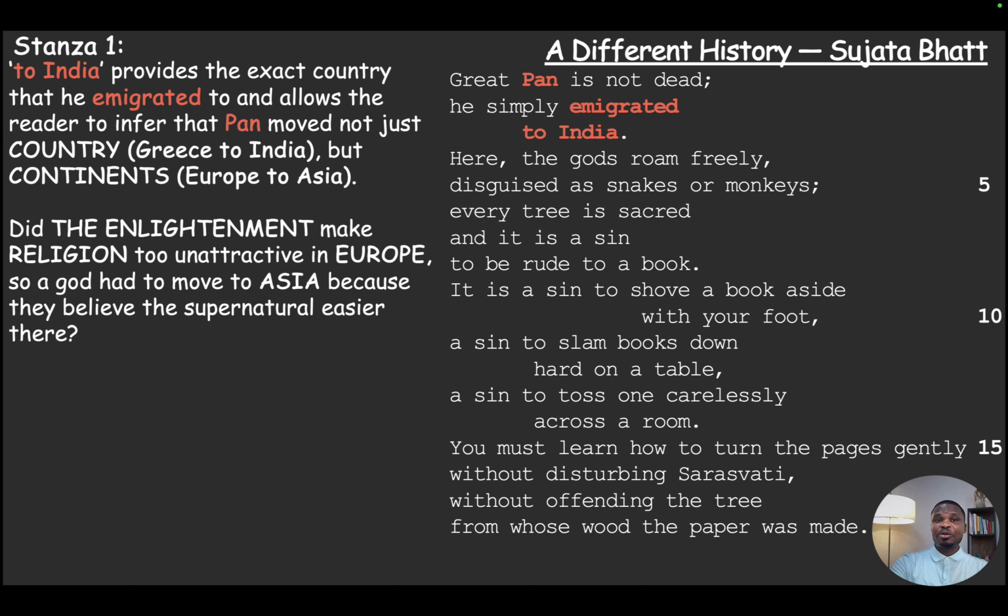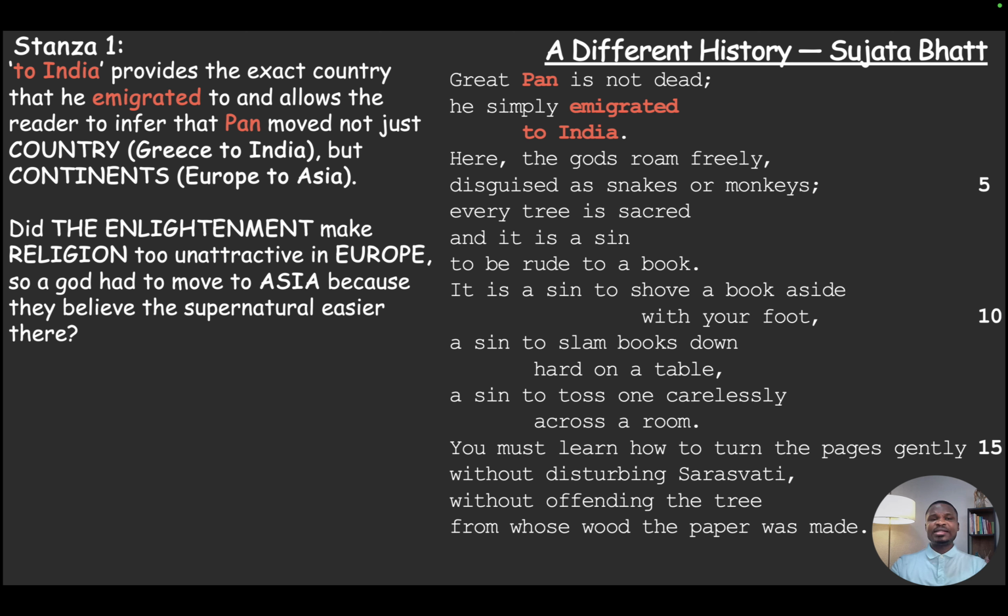Now, to India provides the exact country that he emigrated to and allows the reader to infer that Pan moved not just country. So it's not that he just moved from Greece, Greece being his original country, to India, but he also moved continents as well. So he moved from Europe to Asia.